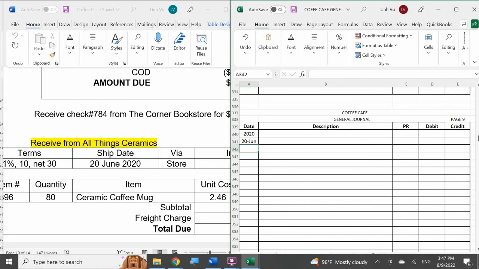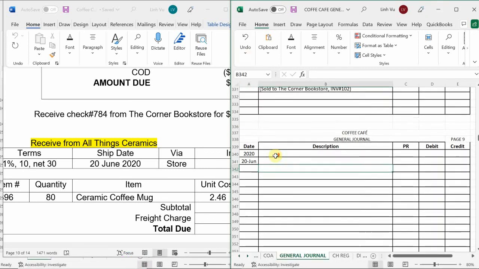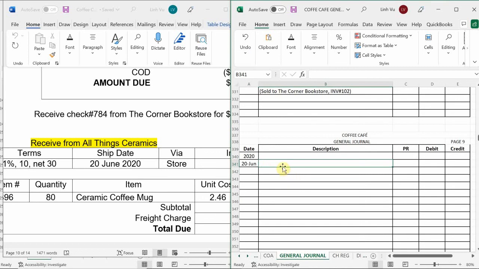Anybody, we just received our ceramic coffee mugs. How do we record that we received our coffee mugs? You've got purchase expense, freight expense. Okay, in this case, I am too lazy to find that, so let's go ahead and put it in there. Purchase expense and freight expense.